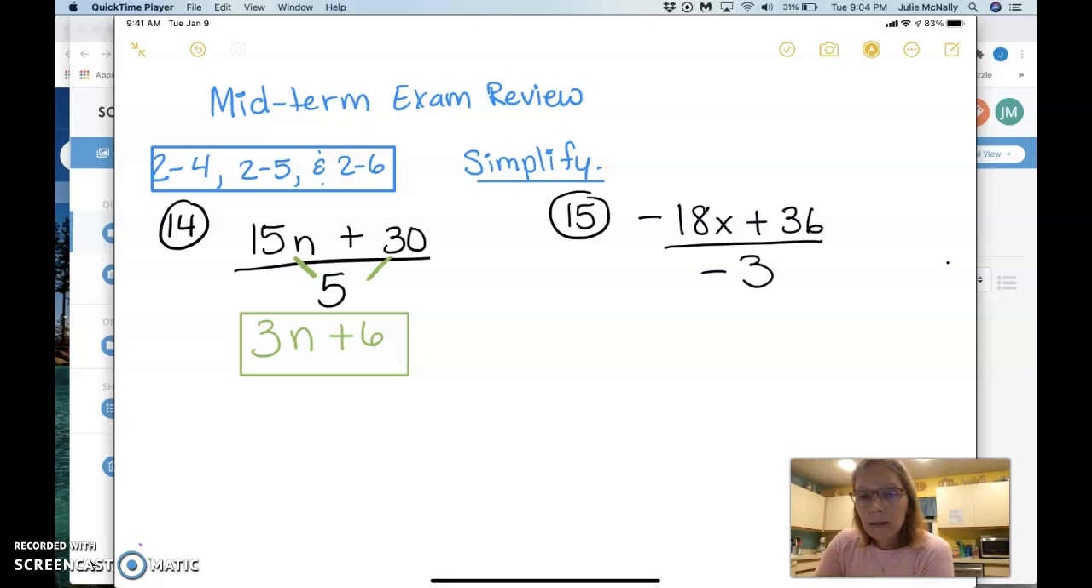All right, and then the last one, we need to be really careful because there are negatives. So that's going to be a little bit of a tricky part for this one. So -18x divided by -3 is going to be a positive 6x. And 36 divided by -3 is going to be -12. And I'm going to stop right there because I can't combine the x with the 12. And that's all for today. So make sure you copy all these things in your math journal, rewatch the video if you need to, and we'll do more tomorrow.